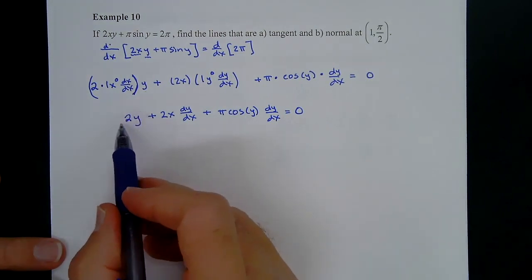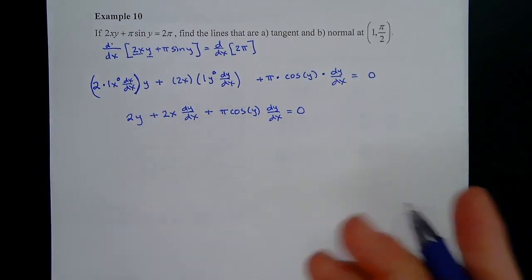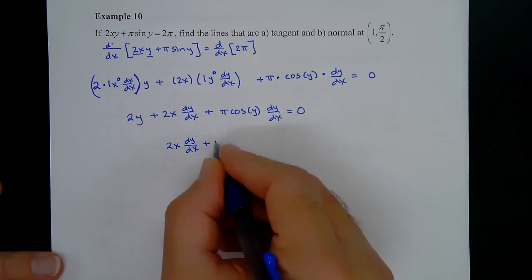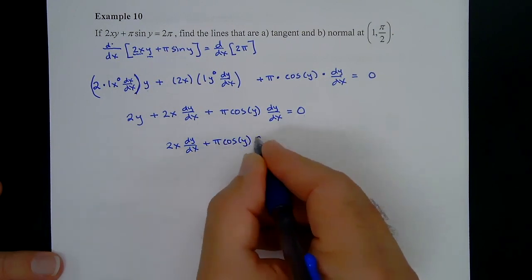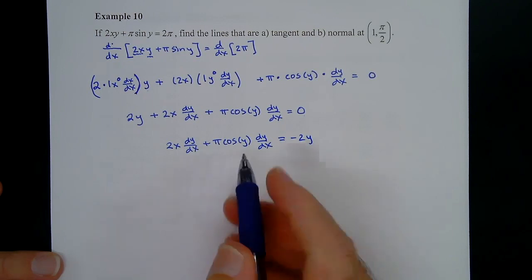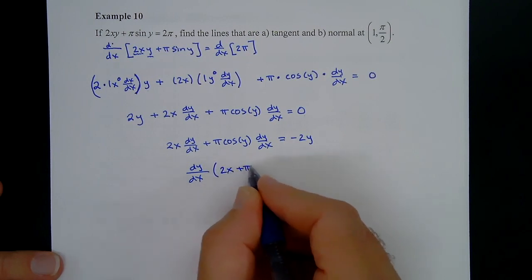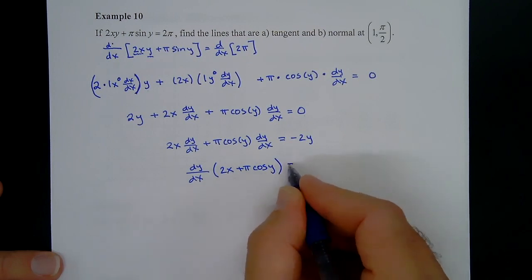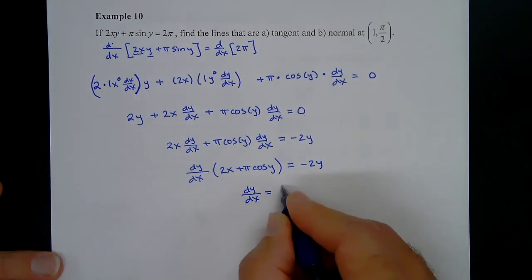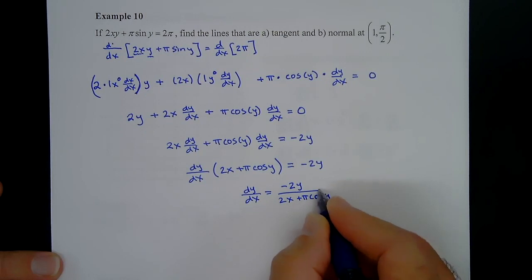Now what I'm going to do is move this 2y because it doesn't have a dy over dx associated with it. I'm going to move it to the other side. You want to move the fewest things, I would think, okay? So 2x dy over dx plus pi cosine of y dy over dx, and this is equal to negative 2y. And that's going to allow me to factor a dy over dx out of both of these. So dy over dx times 2x plus pi cosine of y, and that's equal to negative 2y. So that means dy over dx is equal to negative 2y over 2x plus pi cosine of y.